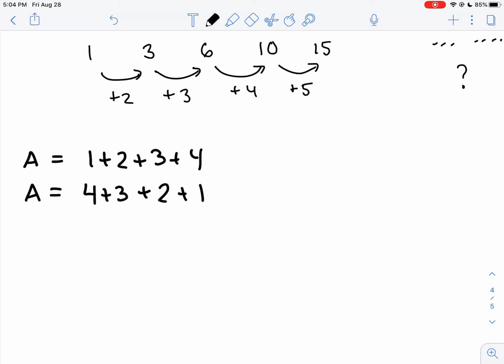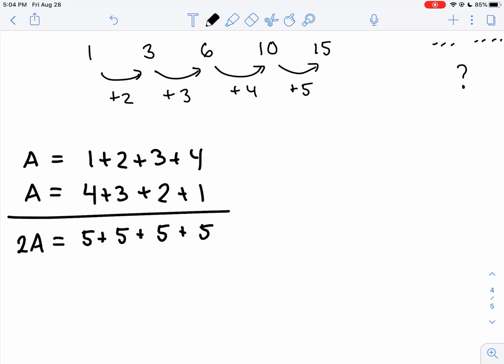I'll still get 10. But when I put them together like this, and then I add by column, a plus a gives me twice the number I'm looking for. But when I add 1 with 4, I get 5. When I add 2 and 3, I get 5. When I add 3 and 2, I get 5. When I add 4 and 1, I get 5. Well, this is fascinating that I get the exact same number for all of these.